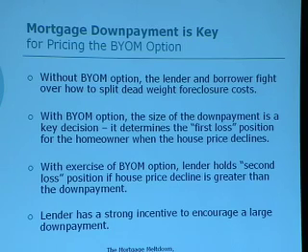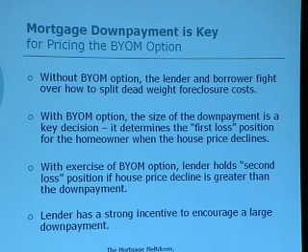But now in pricing these things, the mortgage down payment is key. Without a BYOM option, the lender and borrower fight over how to split the deadweight foreclosure costs. With a BYOM option, the size of the down payment is the key decision. It determines the first loss position for the homeowner when the house price declines. With exercise of the BYOM option, the lender holds the second loss position if the house price decline is greater than the down payment.